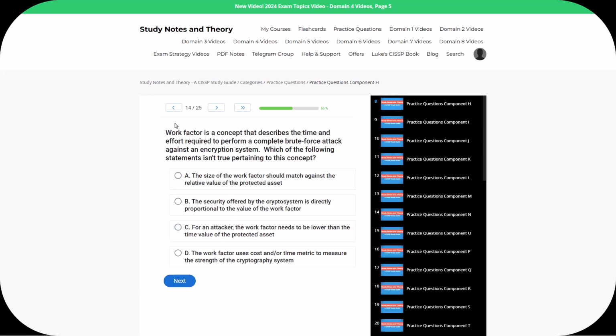Question 14. Work factor is a concept that describes the time and effort required to perform a complete brute force attack against an encryption system. Which of the following statements isn't true pertaining to this concept? Which of the following isn't true? So work factor describes the time and effort required to brute force against the system, okay? So which one is not true?